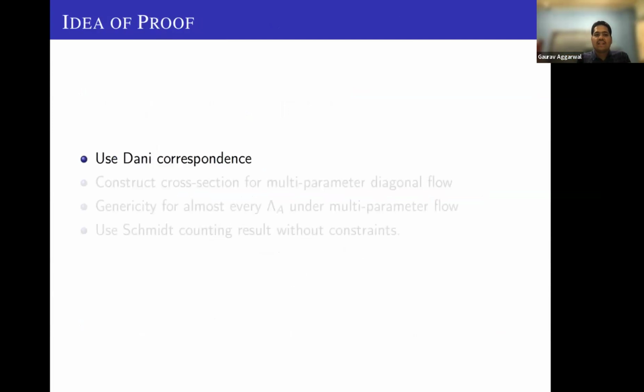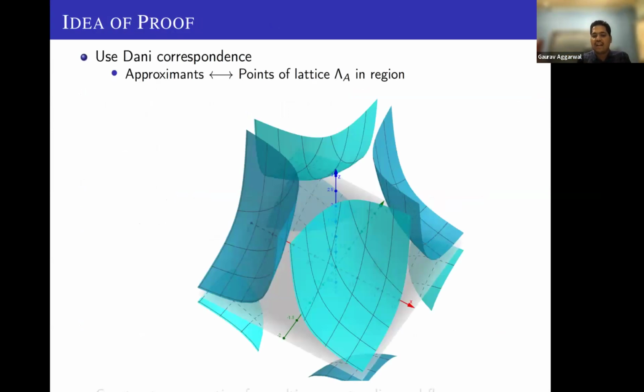Now let me explain the main ideas of the proof. The first step is that we have a problem in number theory. We use the Dani correspondence and translate this problem into a dynamical system. So, for example, I will be giving a proof for the case which is the same formula as considered in the Littlewood conjecture, q times (q alpha plus p), (q beta plus p prime).